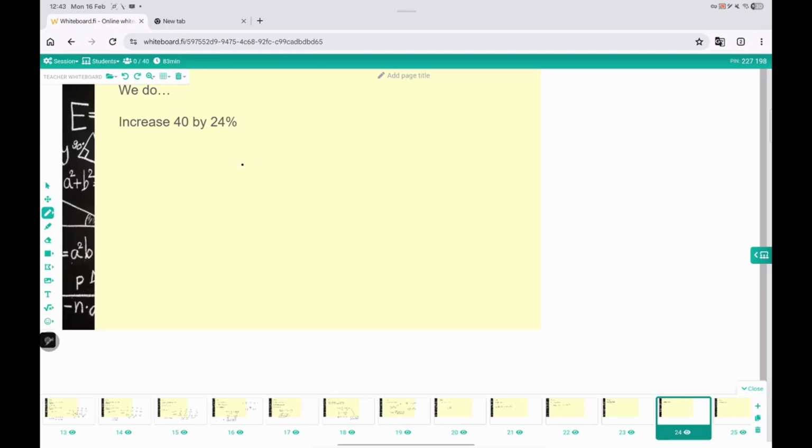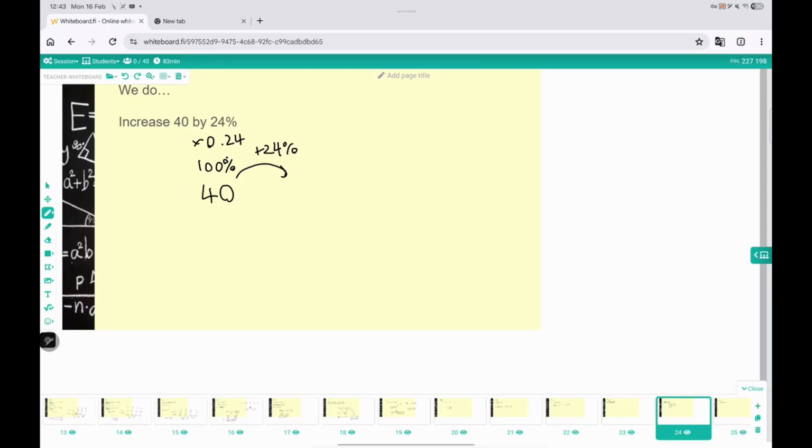Right, what happens when we increase 40 by 24%? Okay, so 40 is what we originally start with, and we've added 24% on. Now a common mistake to make here is to times by 0.24. Okay, well that's not going to work because that's going to leave us with a number much smaller than 40. What we need to remember is that every number starts as 100% of itself.